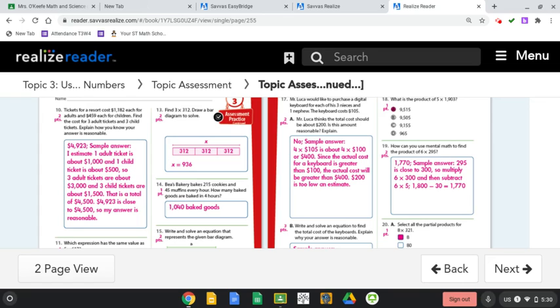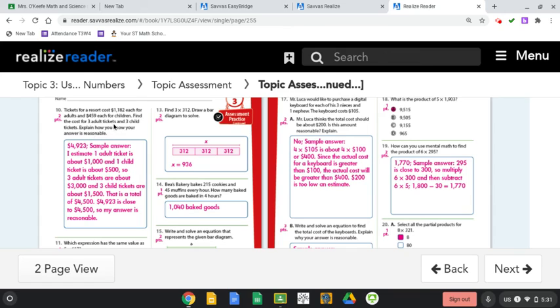So you could have gone ahead and said, okay, 1,182, I need 3 of them. I'll multiply that and get an answer. 459 times 3, I'll multiply that and get an answer, and then add them together. So what they did is they estimated one adult ticket is about $1,000 and one child's ticket is about $500. So they figured it out that way, and then they asked if it was reasonable.